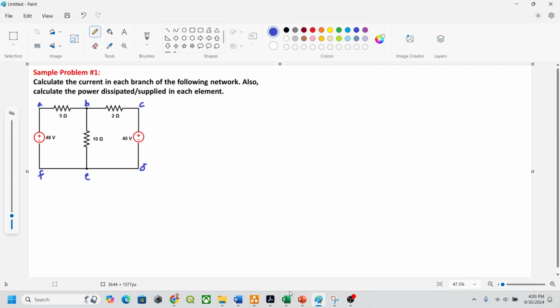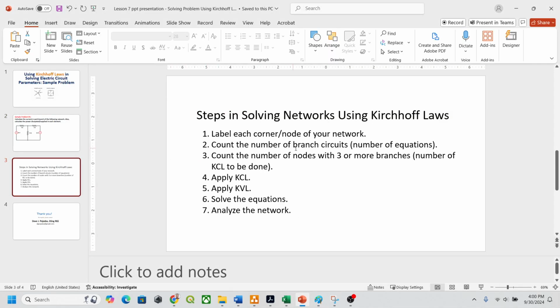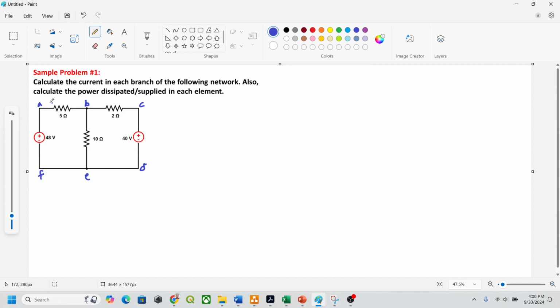For step 2, we need to count the number of branch circuits. After we have labeled A up to F, we need to count the number of branch circuits. In this network, we have 3 branch circuits. The first one will be from this node up to this node. We can have our branch current here, we can call it our I1.